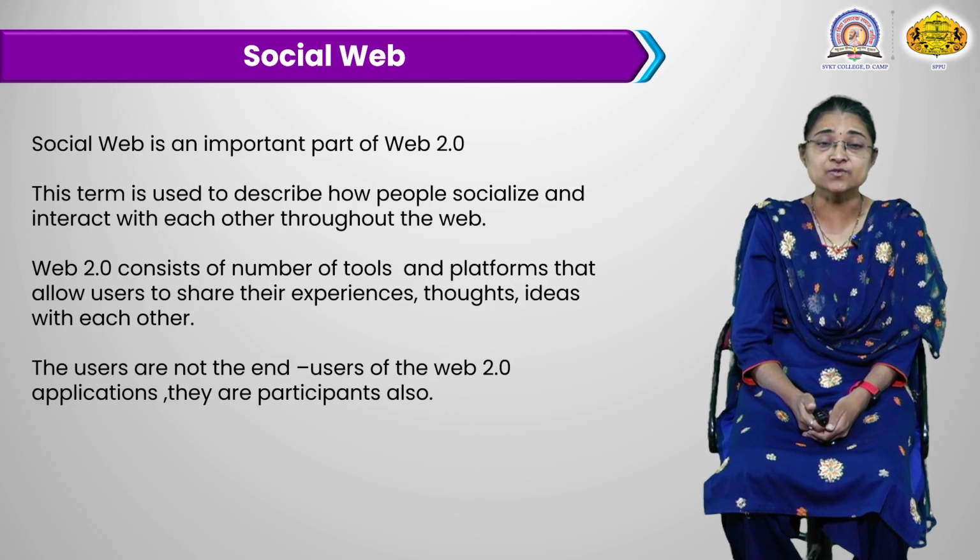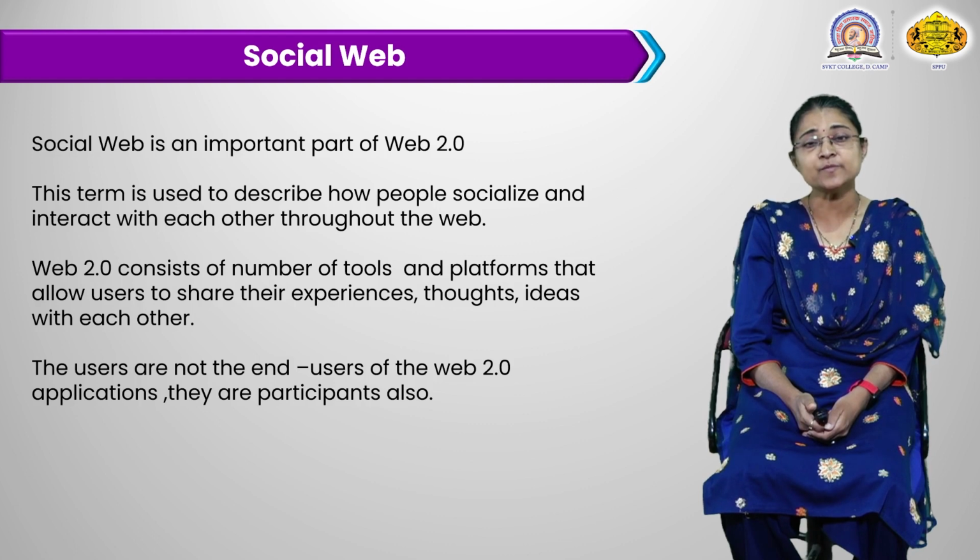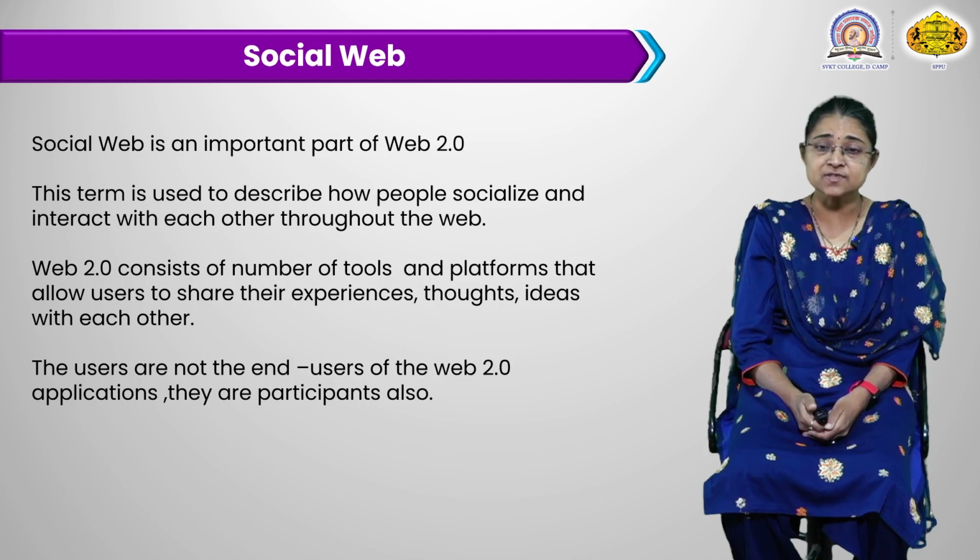Now comes the social web. Social web is an important part of Web 2.0. This term is used to describe how people socialize and interact with each other throughout the web. Web 2.0 consists of a number of tools and platforms that allow users to share their experiences, thoughts, ideas with each other. The users are not the end users of the Web 2.0 applications, they are participants also.